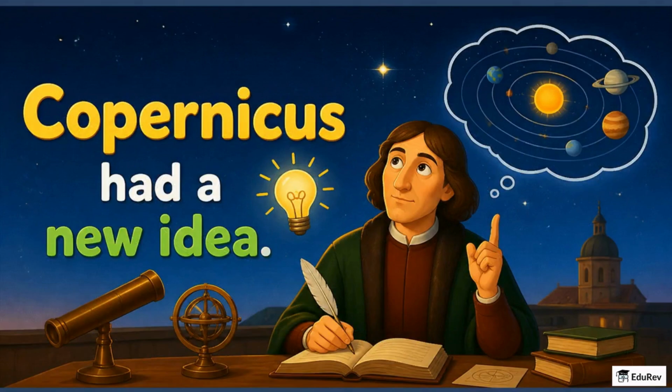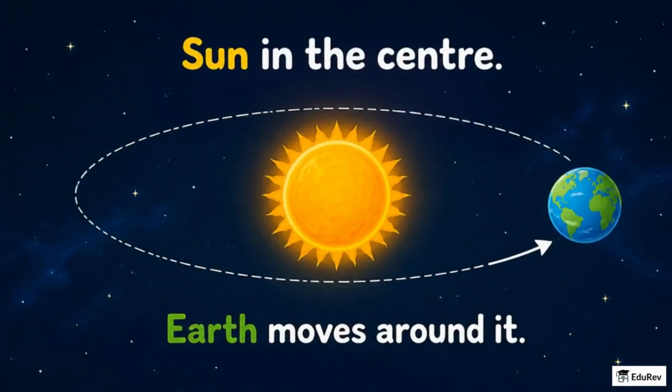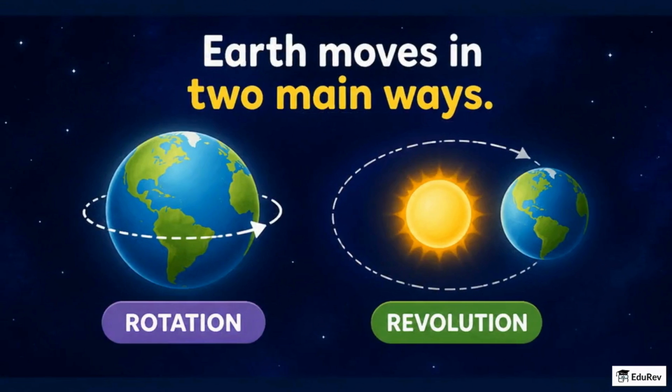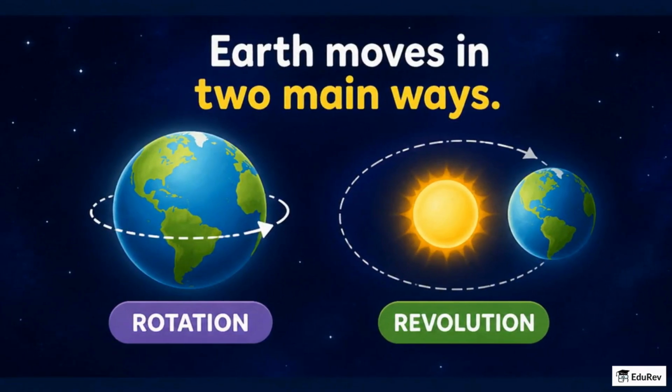A scientist named Nicholas Copernicus studied the sky and gave a new idea. He said the sun is at the center and the earth moves around it. The earth moves in two main ways, called rotation and revolution.